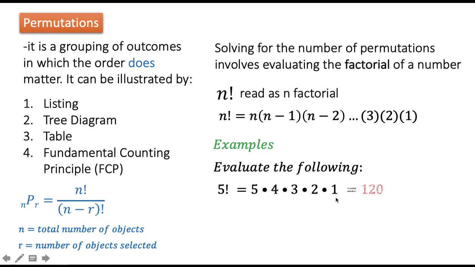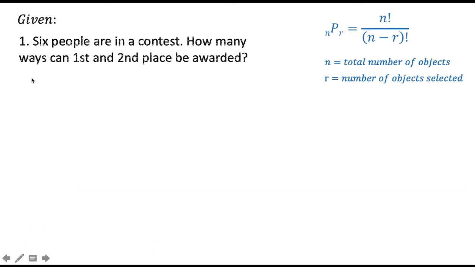If we're going to multiply them, that is 120. So the value of 5 factorial is 120. 3 factorial, if we're going to expand it, is 3 times 2 times 1, and its value is 6. 0 factorial is 1. So let us apply this formula in this given situation.